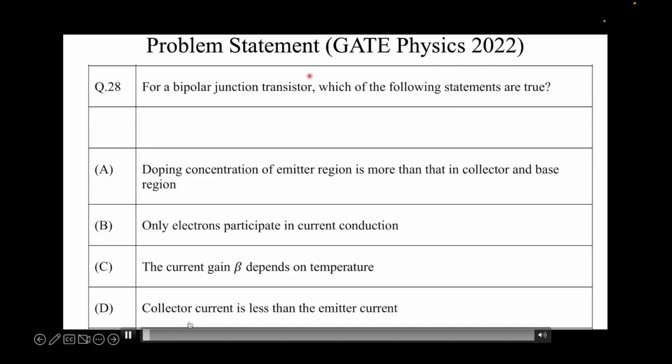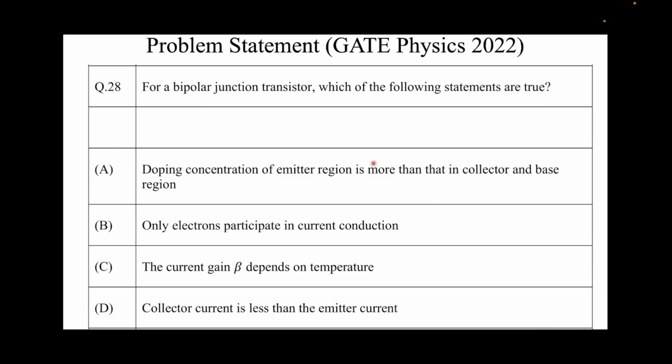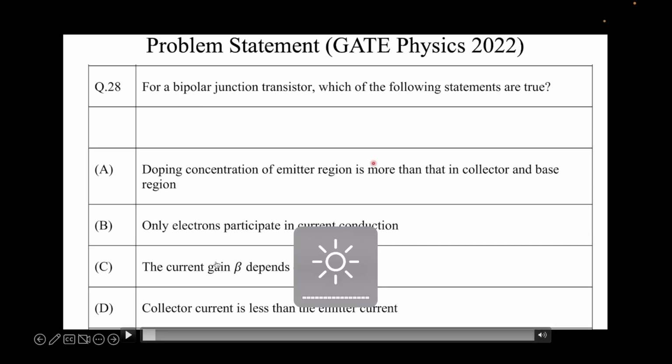T2 paper reads as follows. For a bipolar junction transistor, which of the following statements are true? This was a GATE Physics 2022 problem. It's purely a theoretical problem, and this question covers almost all the aspects of the BJT that is there to learn as far as theory is concerned. This is a very, very simple question, a very thorough question. It covers all the concepts that are needed in BJTs. Okay, so let's listen to the question and the solution.